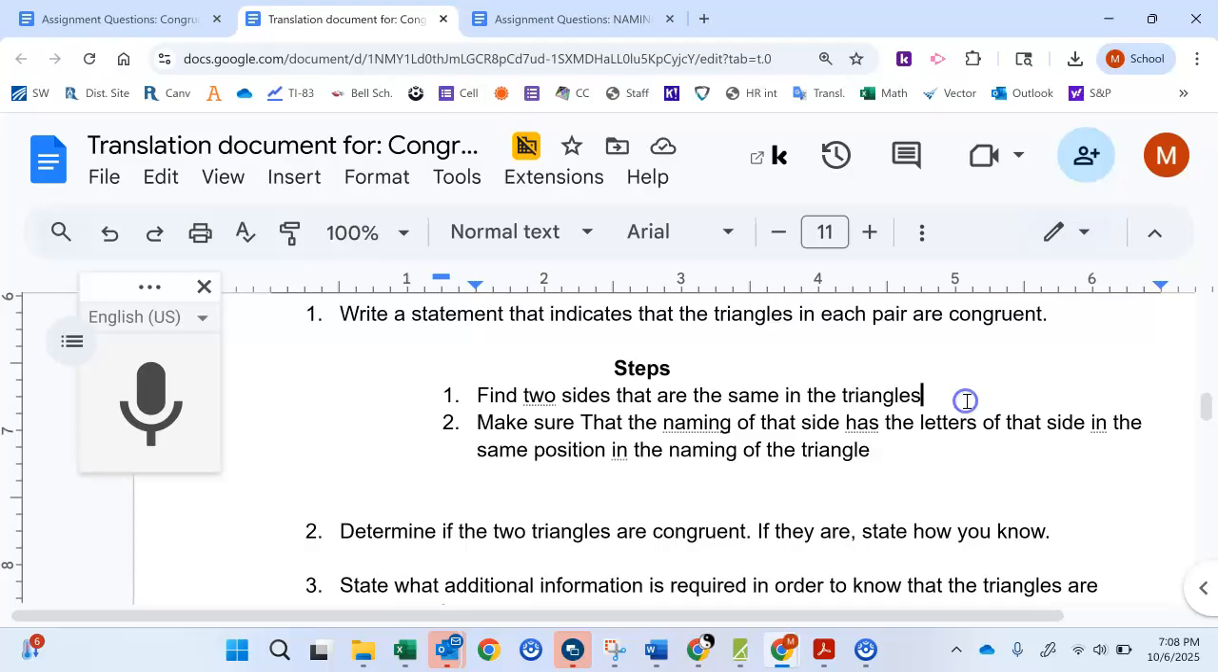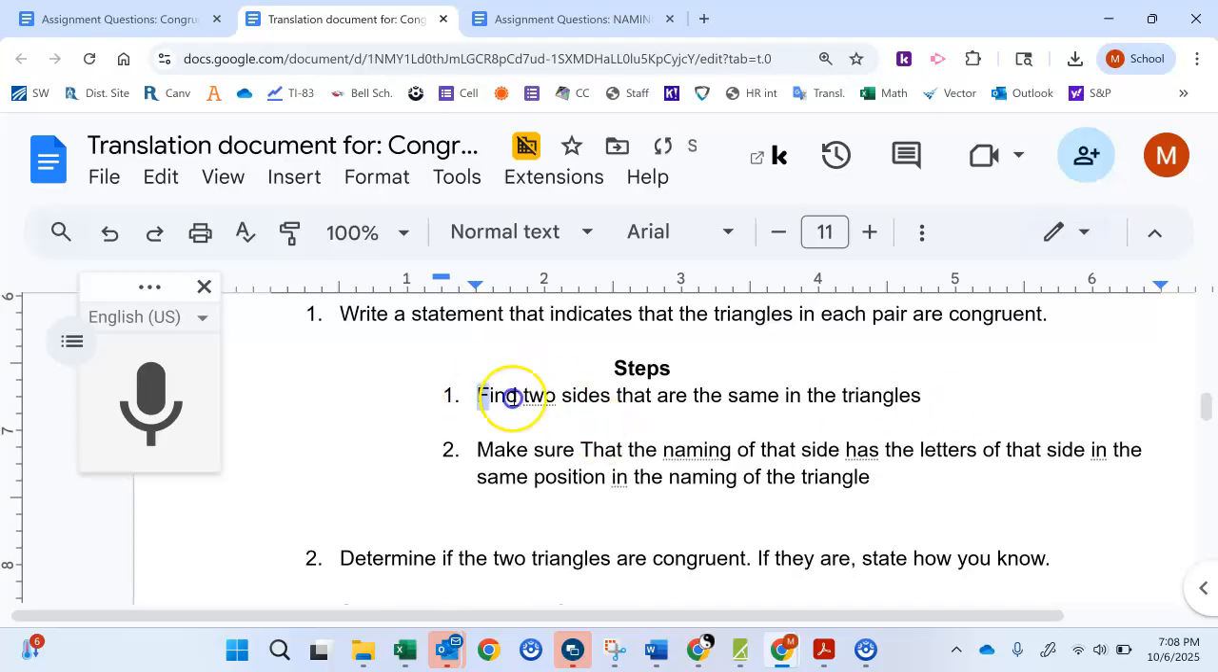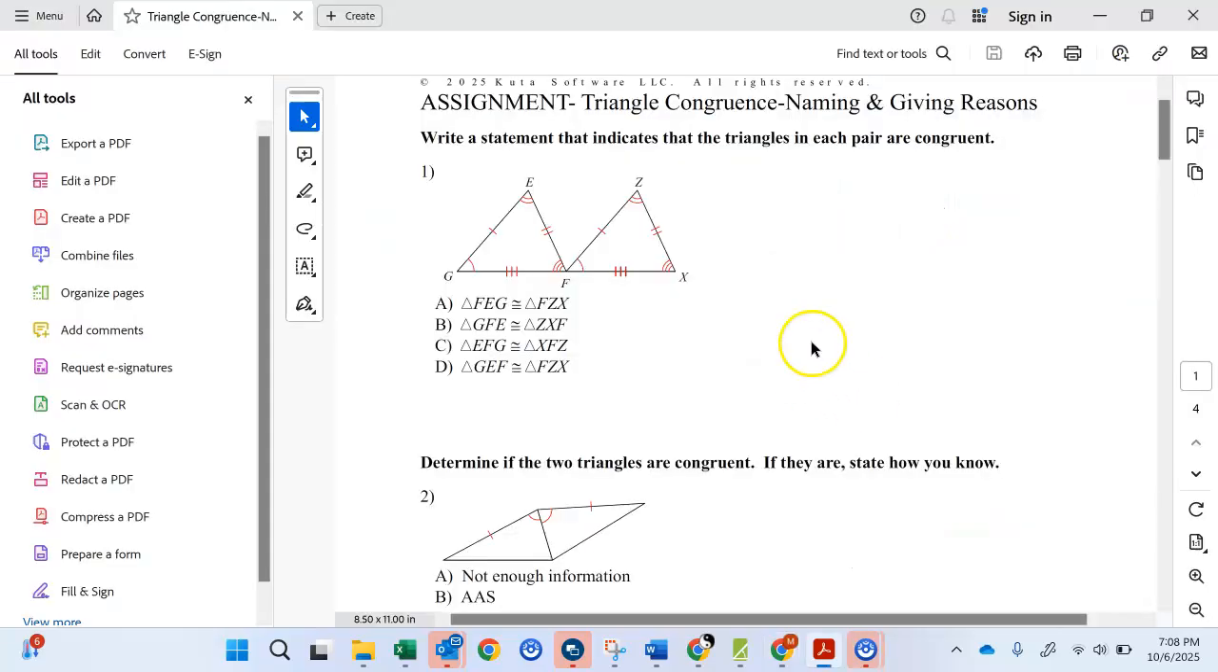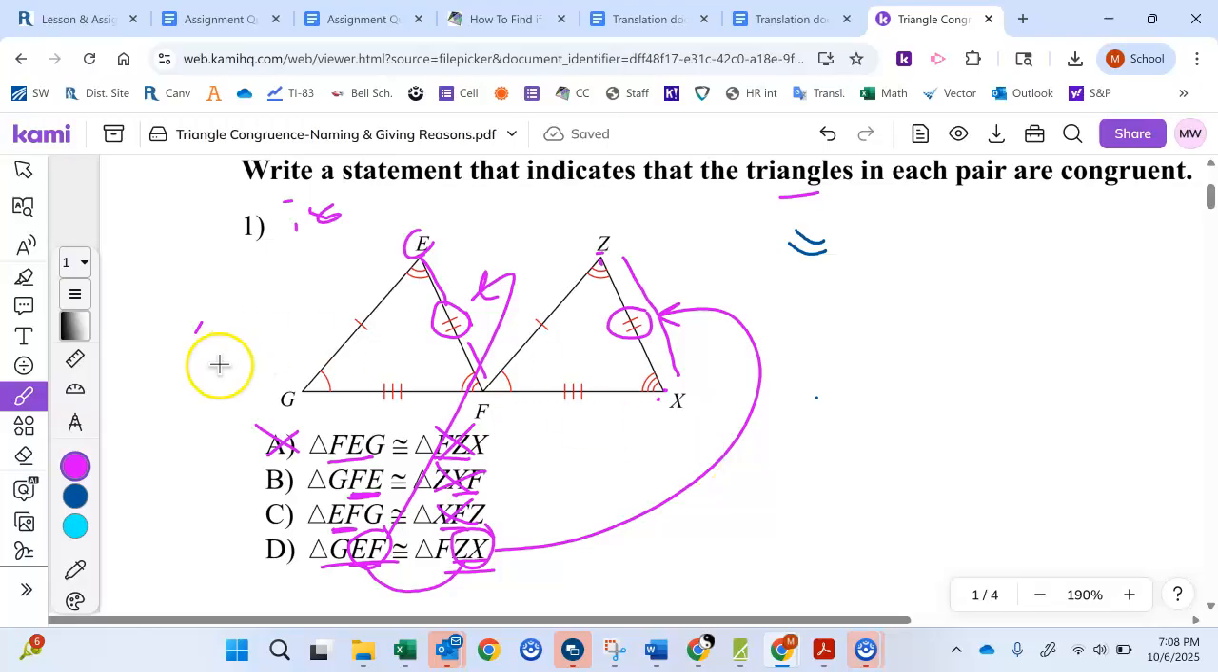So here are the steps that I went through, okay? Number 1, find two sides that are the same in the triangle. So I'm going to review it again. What did I do? I found two sides that are the same. This has the line 2, so that means this side is the same as the one with the line 2 over here. So EF from here to here is the same as ZX.